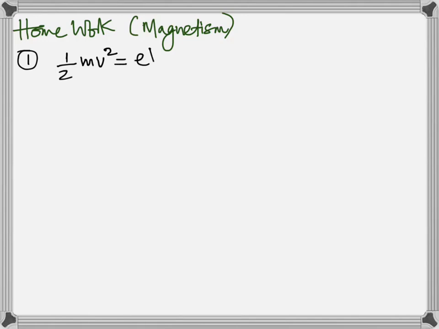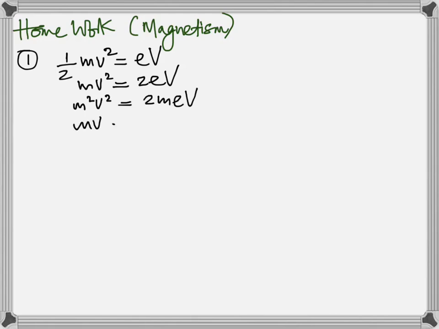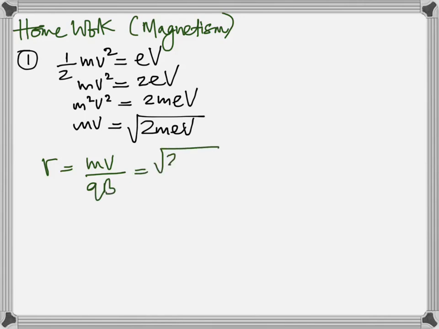The kinetic energy is equal to EV, where E is the charge. So rearrange that. Multiply both sides with the mass. Take the square root on both sides. And then you know that the radius is mv by qB. And substitute for mass times velocity.